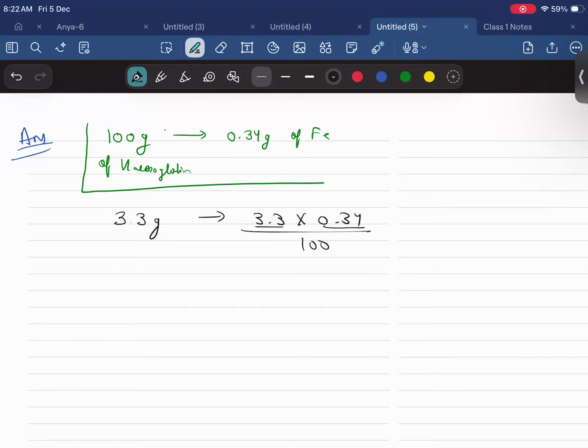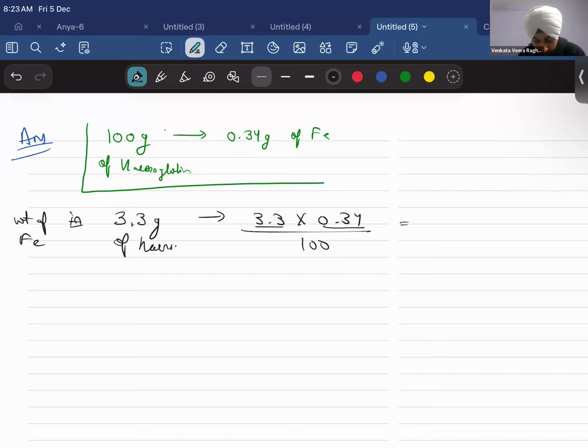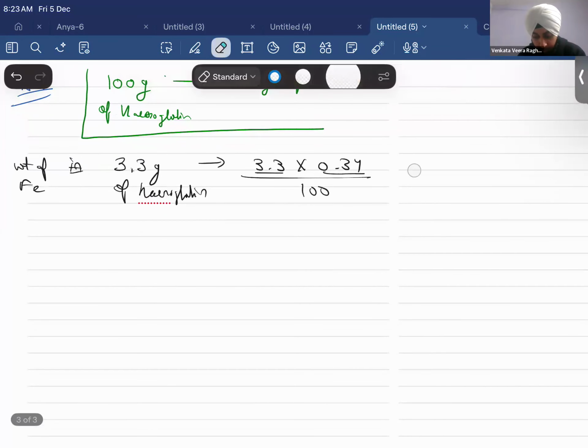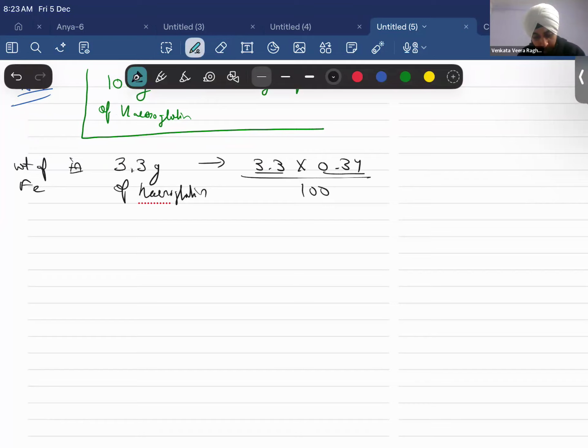So this is the first thing we need to calculate, which is 2 into 10 to the power of minus 4. I'm not concerned about this value, because I want to further solve it. This is the weight of iron in 3.3 grams of hemoglobin. I have no need to calculate it in this step itself, let's do it later, because I don't want to calculate the weight. I want to calculate the number of iron atoms in this sample.